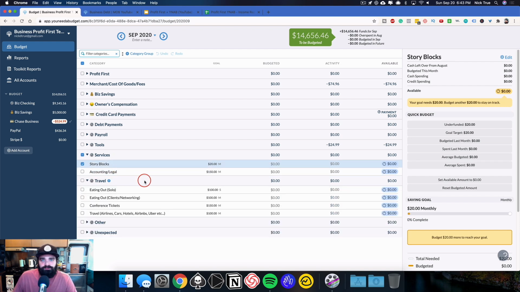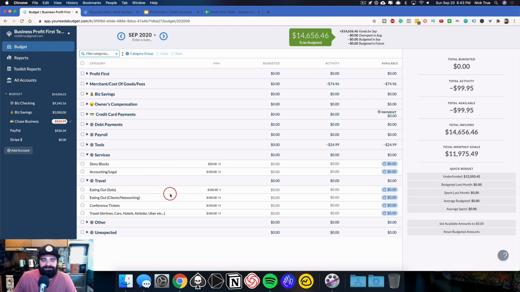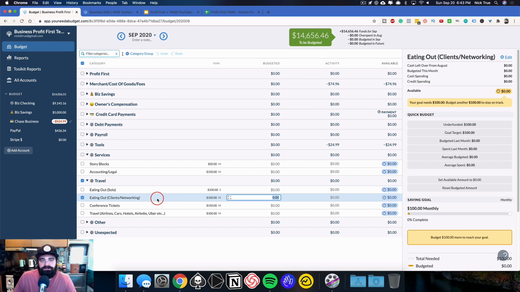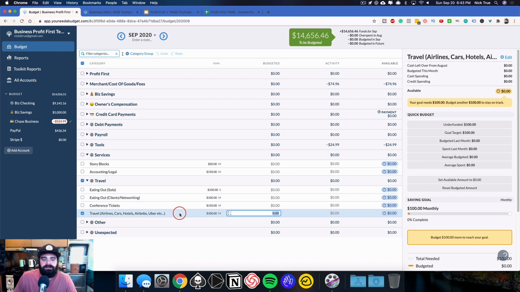Next, I've got travel, which we're not doing a ton of in 2020, but I normally like to put it here. And it's important for me to track eating out solo. So this is me eating while I'm on the road traveling for business versus eating out with clients or networking. I want to make sure I differentiate those, and that's helpful at tax time. I've also got conference tickets and then the associated costs with travel themselves, like airlines and cars and hotels, etc.